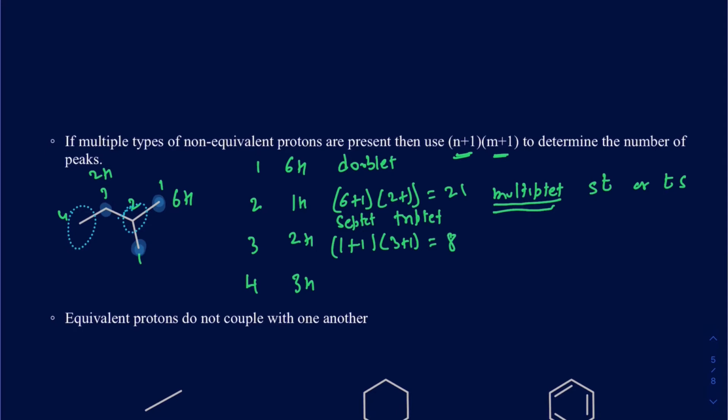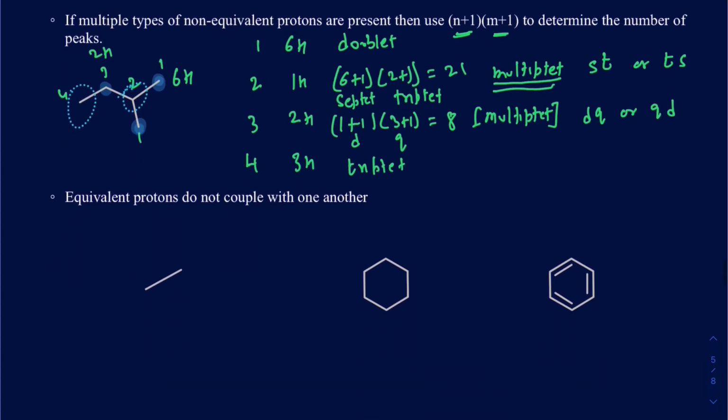Or another way of saying, I can say 1 plus 1 gives you doublet, 3 plus 1 gives you quartet. So it's going to be either a DQ, doublet of quartet, or a quartet of doublet, depending on whichever coupling constant is bigger that comes first. Now, the better way of saying it would be just the multiplet. So that's another thing you want to keep in mind. Signal 4 has only 2 protons adjacent, so that's just going to be a triplet. So that's an easy one.